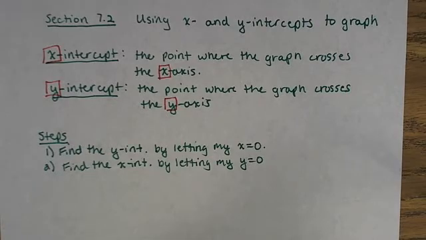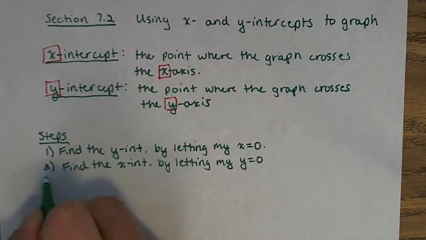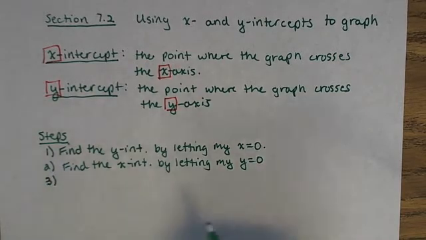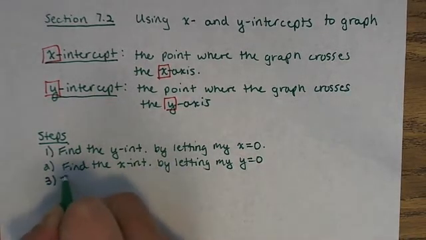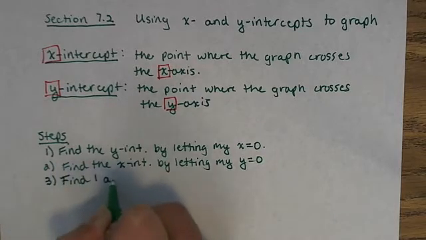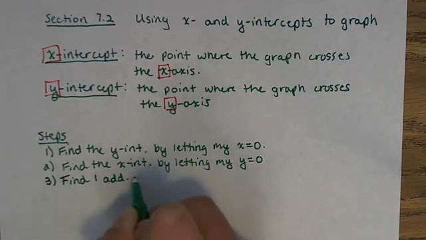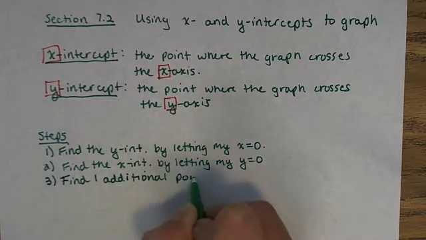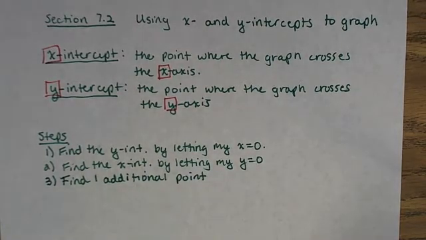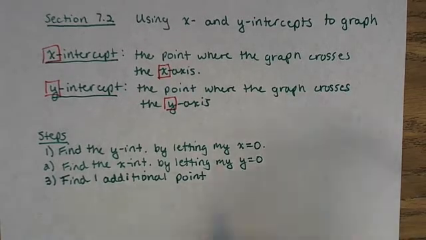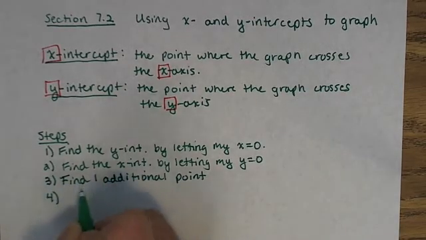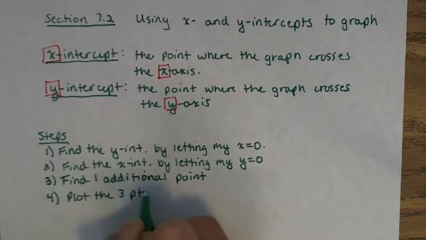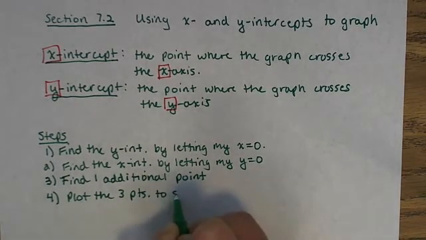Now, because it's easy sometimes to mix these up, to make sure you have the correct graph, I like to put in step 3, which is to find one additional point. And you can do this exactly the same way as we did for point plotting. So any point you like, find one additional point. Then you're going to plot the 3 points to see if they are collinear.